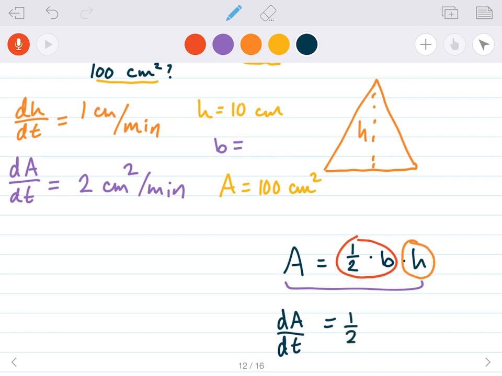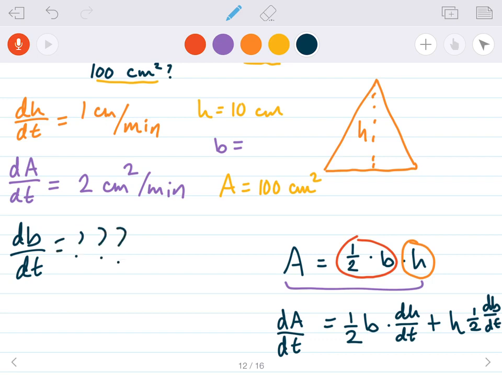We keep the first times the derivative of the second. Derivative of h is just dh/dt, plus, now you keep the second, times the derivative of the first. Well, what's the derivative of 1/2 b with respect to t? It's just going to be 1/2 db/dt, which is what we're looking for. We want to know what is the change in the base with respect to time.